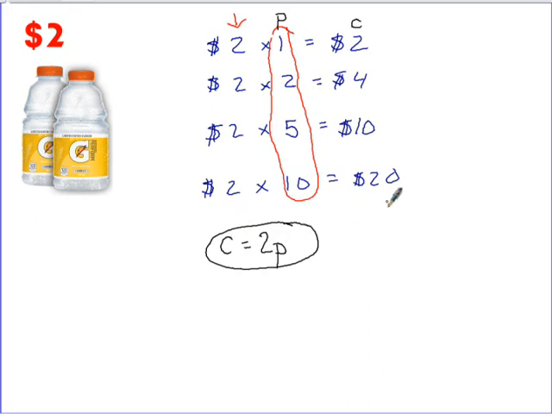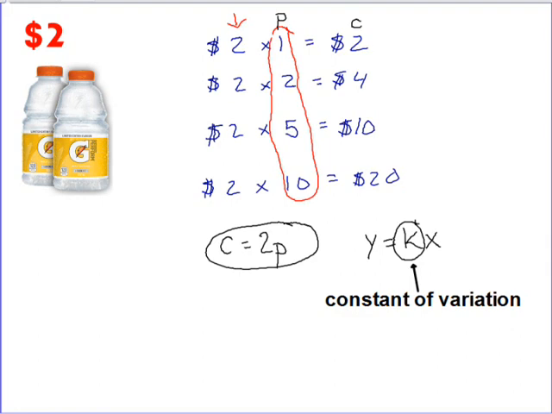We used C and P because we were talking about cost and people, but in general terms, a direct variation equation looks like this: y equals k times x, where k is what we call the constant of variation. I can change the number of people that are going, and that will change the cost, but the price of one Gatorade is still always $2. So 2 in this case would be k, the constant of variation. What is my total amount, or y, going to change by every time that I change x?